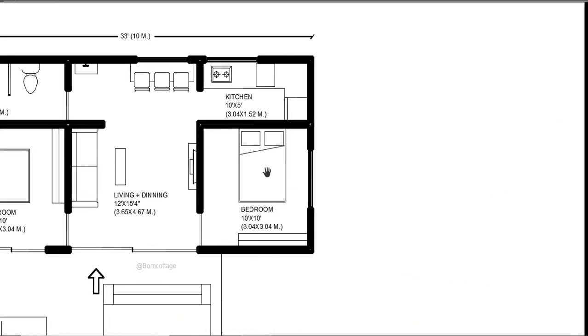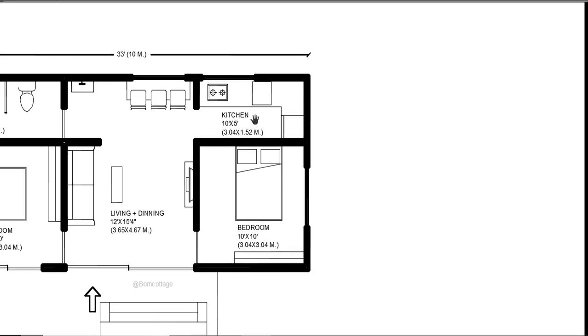You can see here the bed arrangement, wardrobe arrangement and a large size window for ventilation and light purpose. And on the back side we have the kitchen area. You can see here the kitchen cabinet with burner, sink and refrigerator arrangement. Also we have a large size window for ventilation and light purpose of this kitchen.